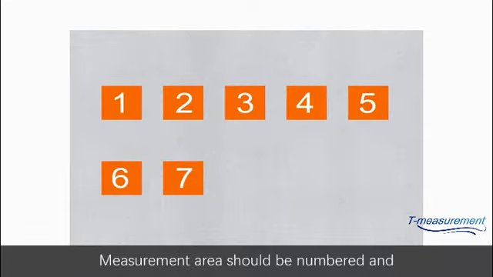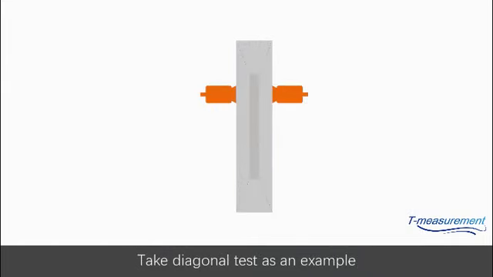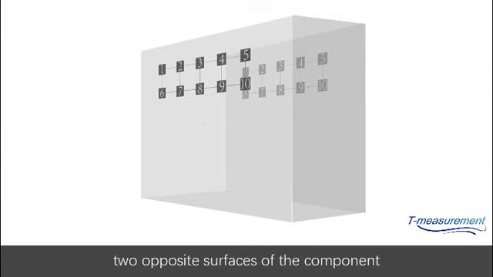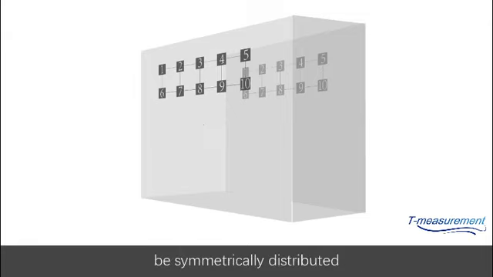Measurement areas should be numbered, and you should record their location and appearance quality. Take a diagonal test as an example. 20 cm by 20 cm measurement areas are drawn onto opposite surfaces of the component, and these measurement areas on opposite surfaces must be symmetrically distributed.